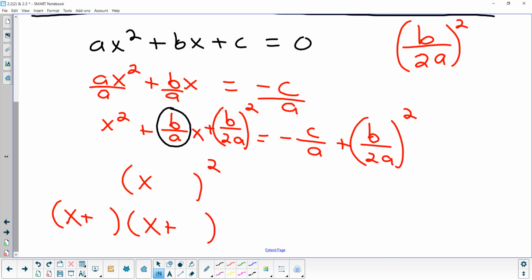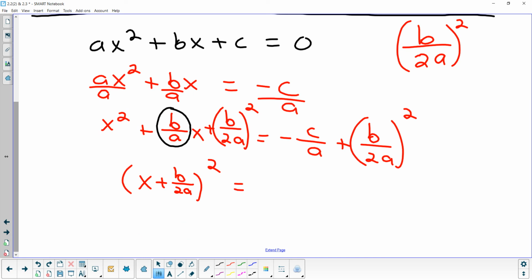Yeah, b over 2a. Exactly. It would be b over 2a and b over 2a. And I promise, if you FOIL this out, you'll get exactly what you have where I just underlined. So it's x plus b over 2a, squared. I'm not going to write it as x plus b over 2a, x plus b over 2a. We'll just shorten it up.